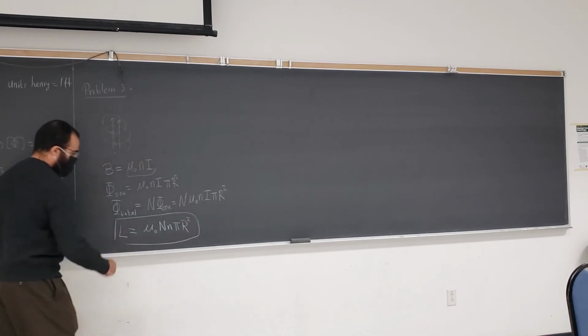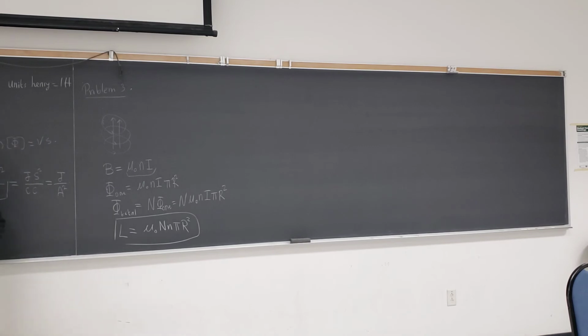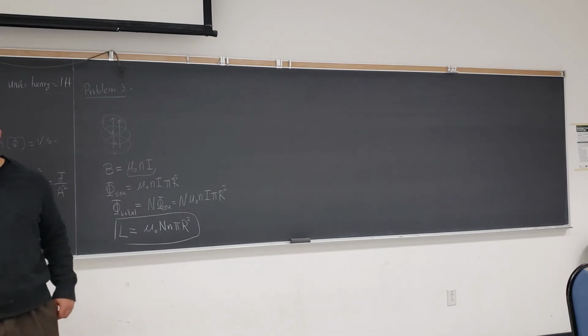That's the inductance of a solenoid. This bit confused me, the extra n, because when we derived the equation for the magnetic field, isn't that already taken care of by the little n?